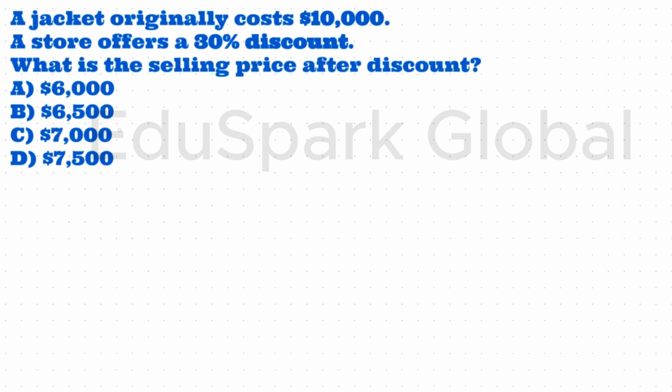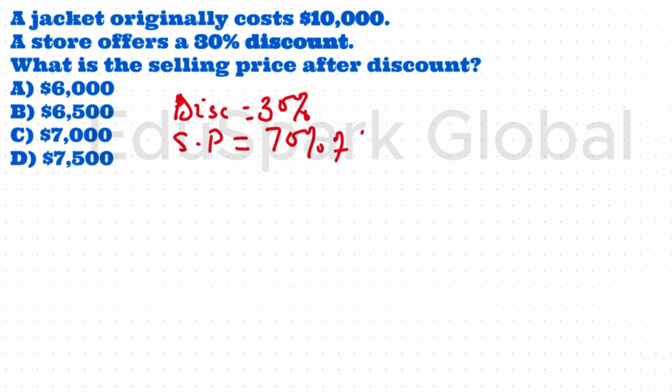A jacket originally cost $10,000. A store offers a 30% discount. What is the selling price after discount? Now, since the discount of 30% was given, it means that the selling price, which is SP, is equal to 70% of the original price. And the original price was given as $10,000.